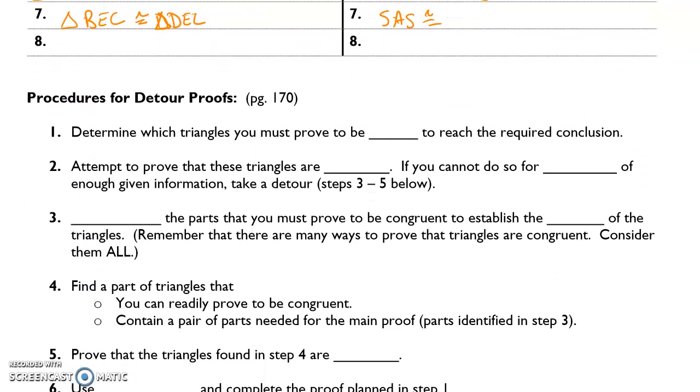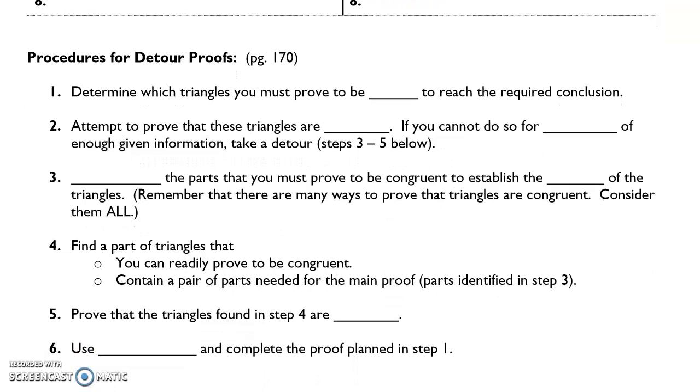Okay. So this is straight from your textbook. The procedures for doing detour proofs: we first want to determine if the triangles that we must prove are congruent. Okay. And do we have enough information? That's if we're asked to do triangles. We might be asked to do sides, and then which triangles do I need to prove congruent to prove that those sides are congruent using CPCTC.